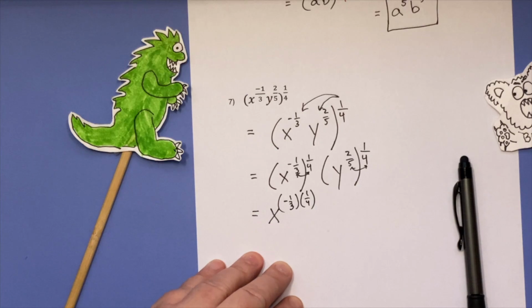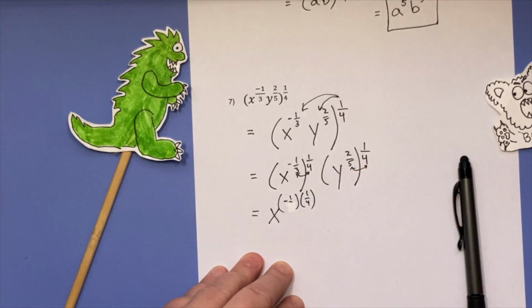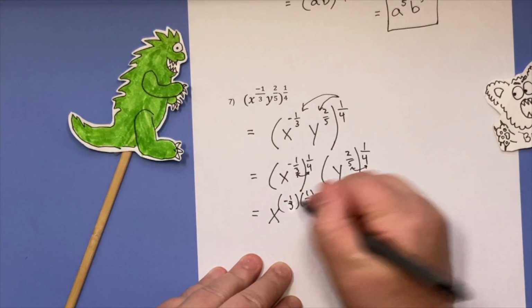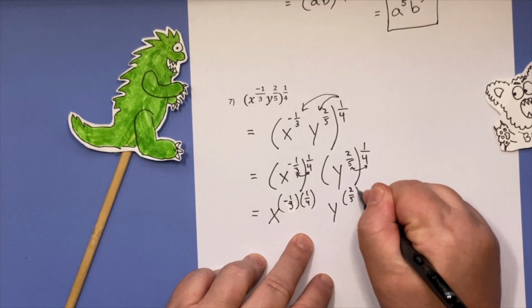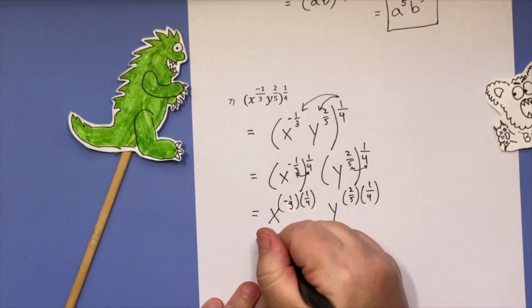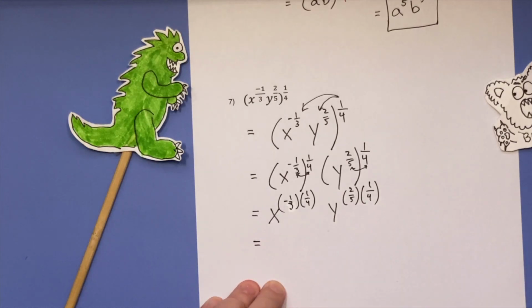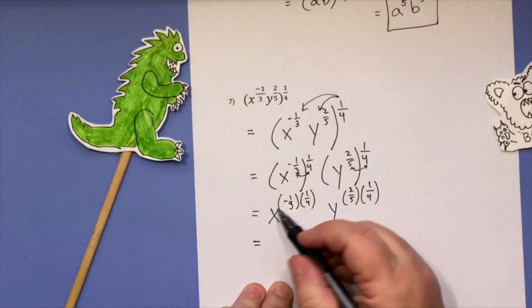Oh my goodness, I don't know what happened to that 3. It's a little bit late, I've been doing too much math. This happens sometimes. And then this one is going to be y to the 2/5 times 1/4. Woohoo. Okay, so that 1/3, seriously, I apologize. I don't know what it is about 3s. I'm just not drawing them very well today.